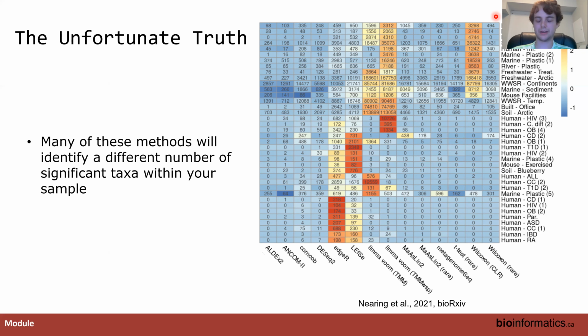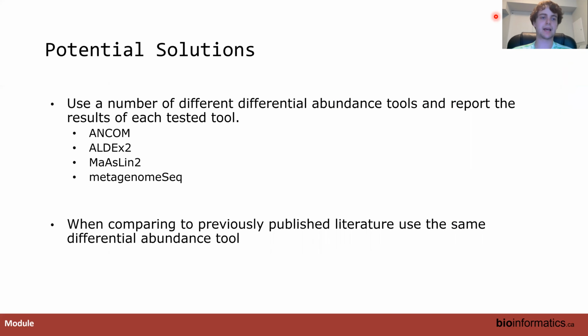And so one solution to this is actually using a number of different differential abundance tools and reporting the results of each tool tested. So you might be interested in testing both ANCOM and ALDEx2 on your data sets, which are compositional, a bit more conservative in the number of microbes they identify as differentially abundant. And then you might also be interested in using a proportional based analysis like MaAsLin 2 and metagenomeSeq to look at a different aspect of whether or not there's specific microbes that are significantly enriched in one group or another.